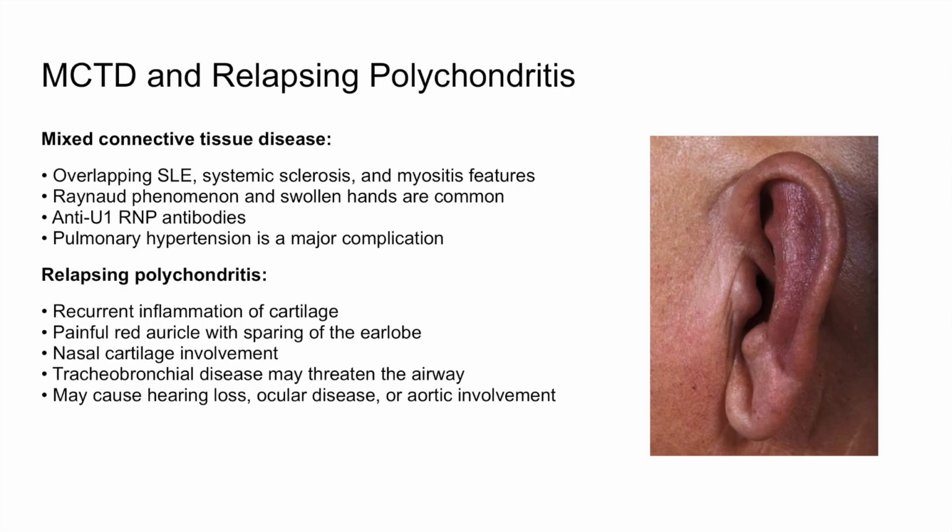Mixed connective tissue disease combines features of lupus, systemic sclerosis, and inflammatory myositis. Raynaud phenomenon and swollen hands are common. Anti-U1-RNP is the characteristic antibody, and pulmonary hypertension is an important complication.